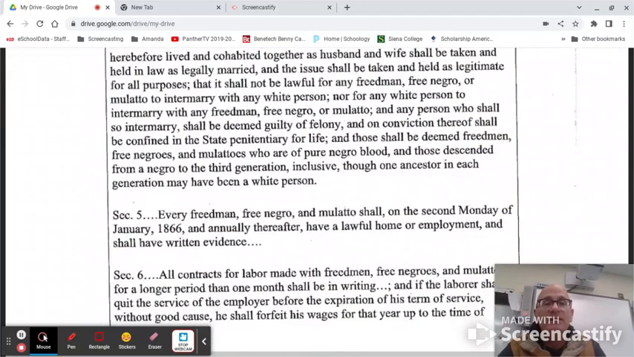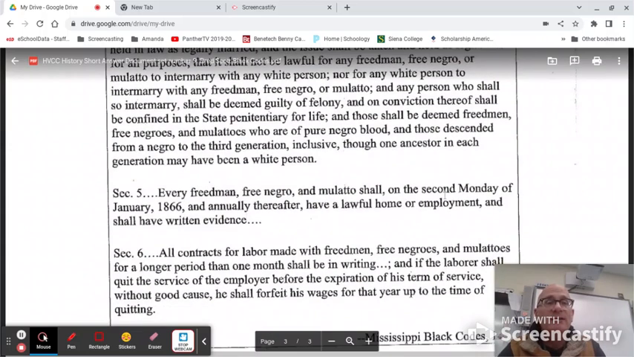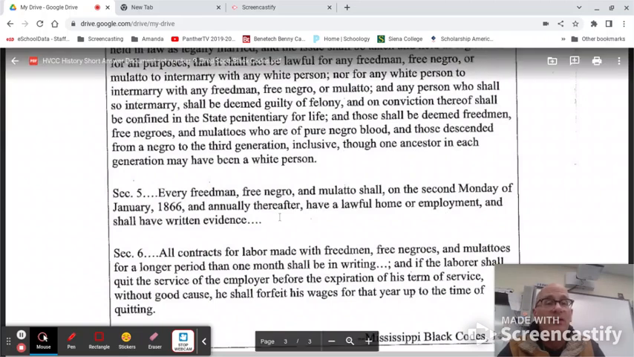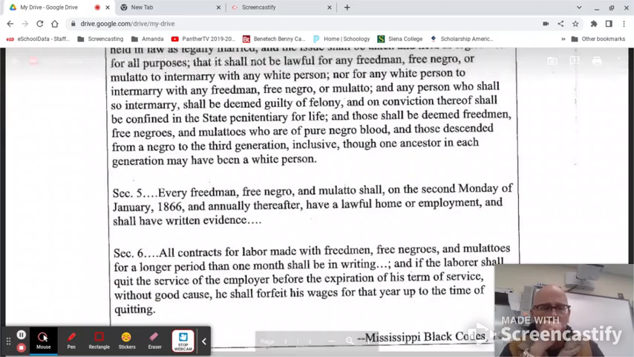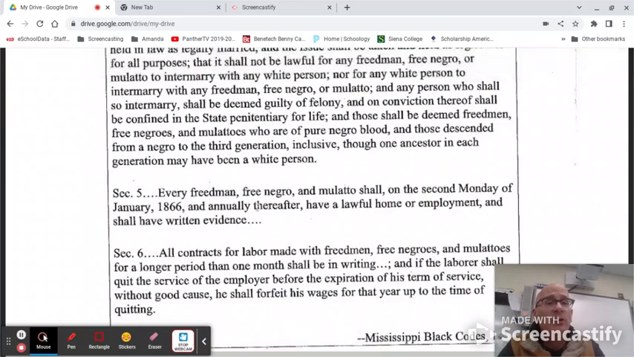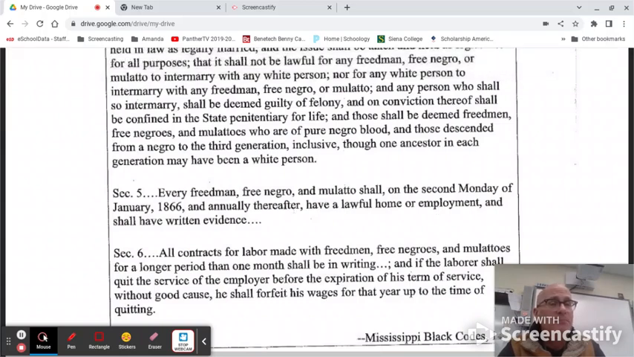Section 5 of the same document. Every freedman, free Negro, and mulatto shall, on the second Monday of January, 1866, and annually thereafter, have a lawful home or employment, and shall have written evidence. Excuse me. Just read that again. Every freedman, free Negro, and mulatto shall, on the second Monday of January, 1866, and annually thereafter, have a lawful home or employment, and shall have written evidence.